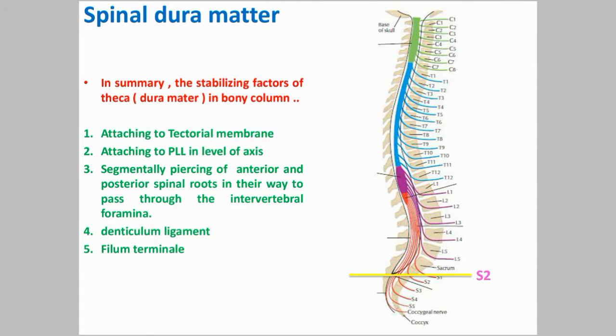So, in summary, the stabilizing factors of the theca, the dura mater, and the bony column are the following. 1. Attaching to the tectorial membrane. 2. Attaching to the posterior longitudinal ligament at the level of the axis, segmentally piercing of the anterior and posterior spinal roots on their way to pass through the intervertebral foramina, the denticulate ligaments, and the filum terminale. This slide is very important.